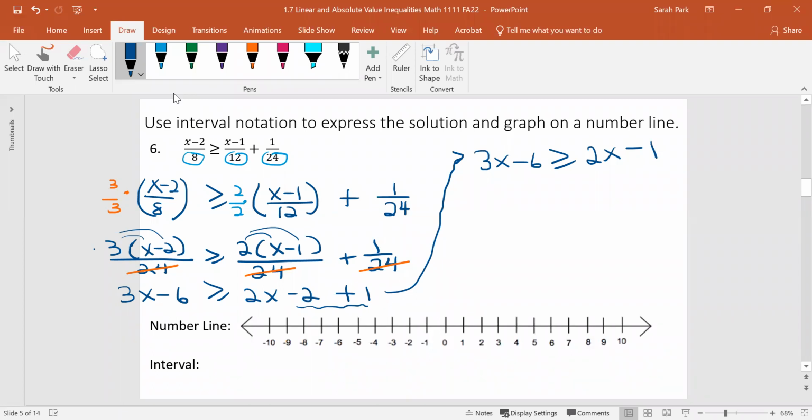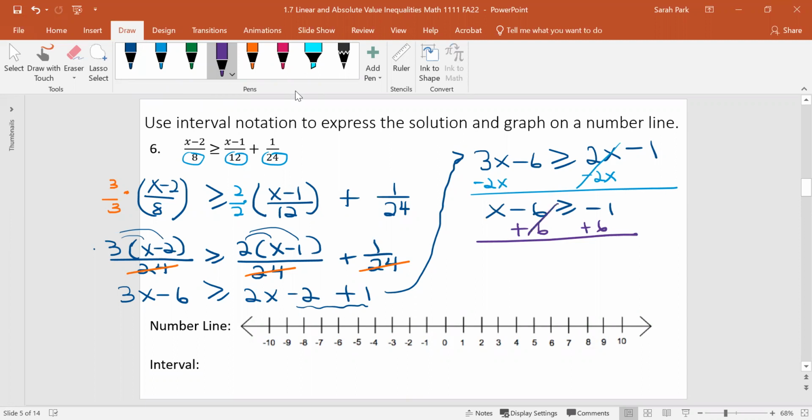With inequalities, always try to get the x terms all collected on the left. So we can subtract the 2x over, and we subtract the 2x away. 3x minus 2x is x. Minus 6 is greater than or equal to negative 1. And now lastly, we're going to add 6 to both sides. And that cancels away. So we have x is greater than or equal to negative 1 plus 6, which is positive 5.